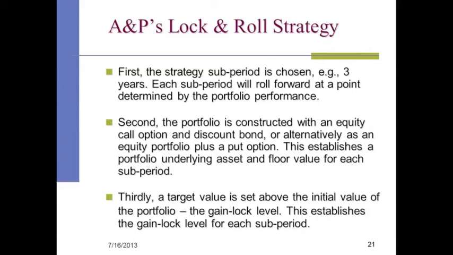The second characteristic that we need to identify is exactly what is it that's going to be the risky asset. The simplest illustration would be an equity call option, say an S&P call option, and a discount bond. So you have a 3-year discount bond, you take the discount and you buy a call option with it. That would be one illustration.